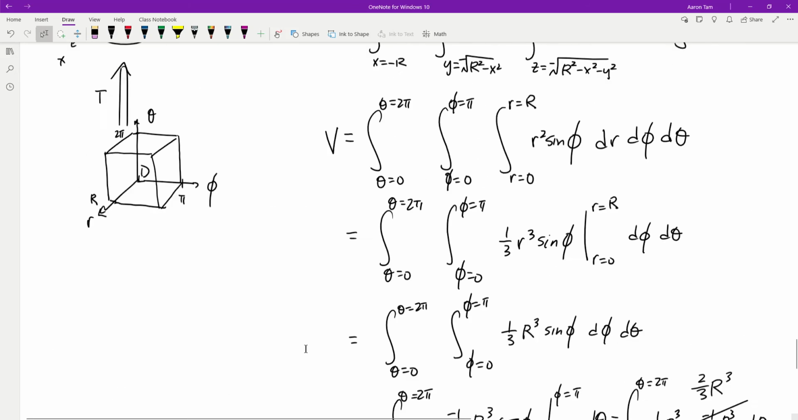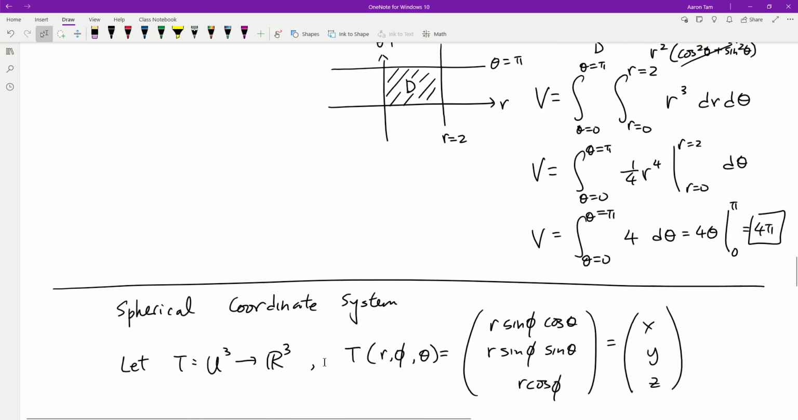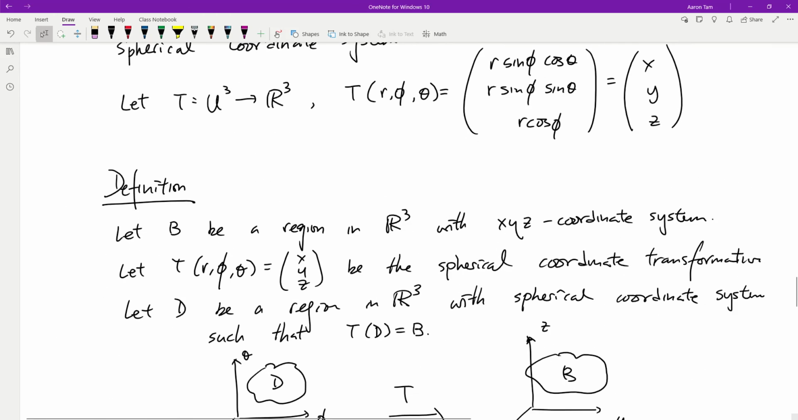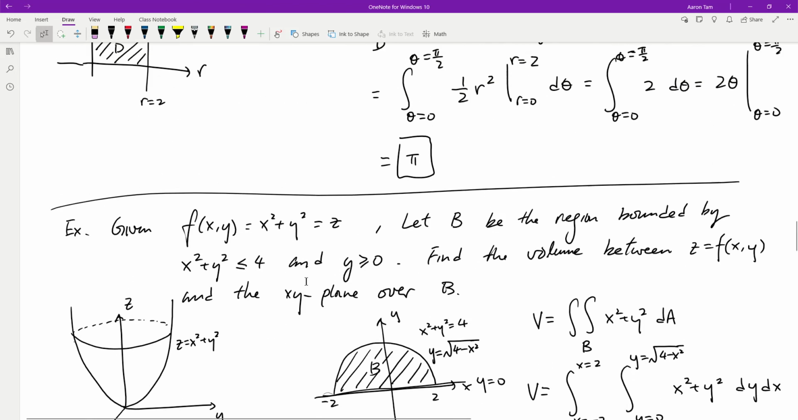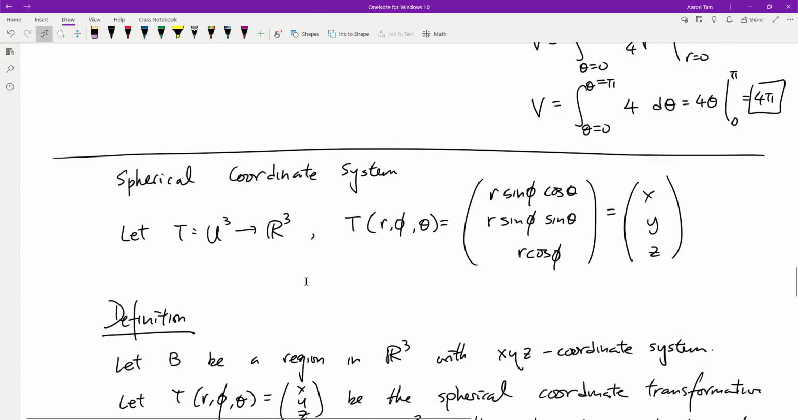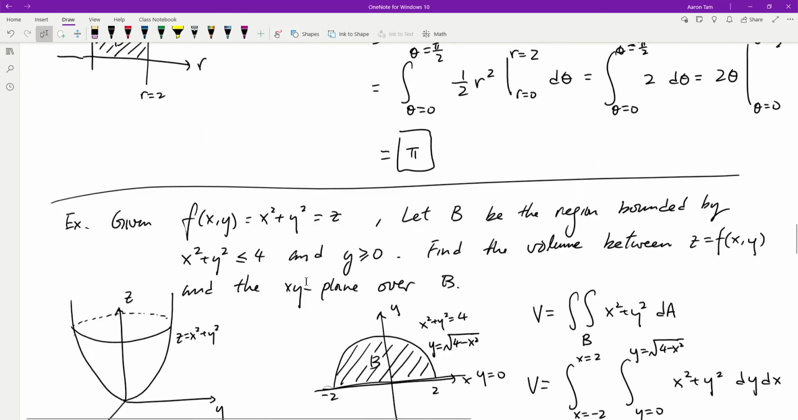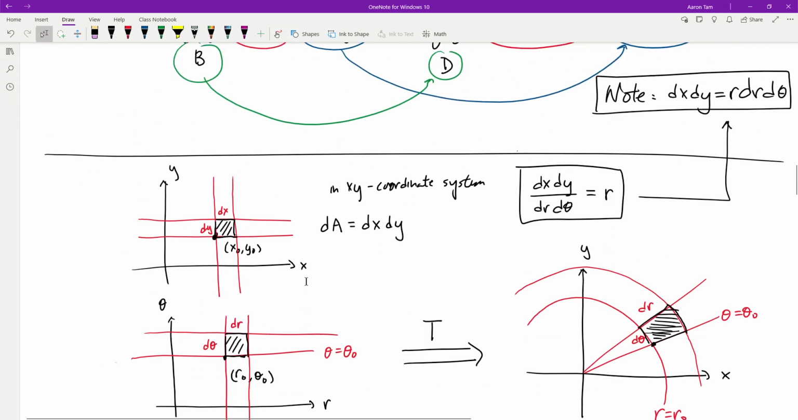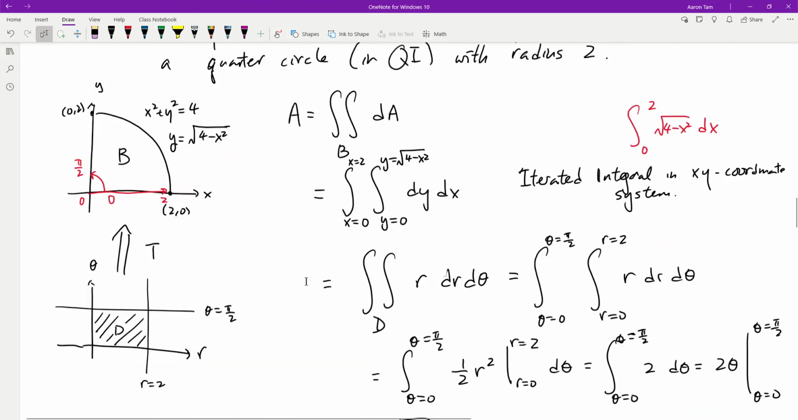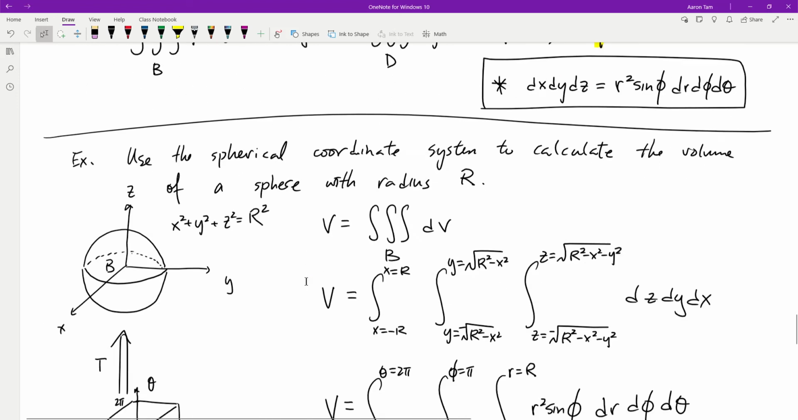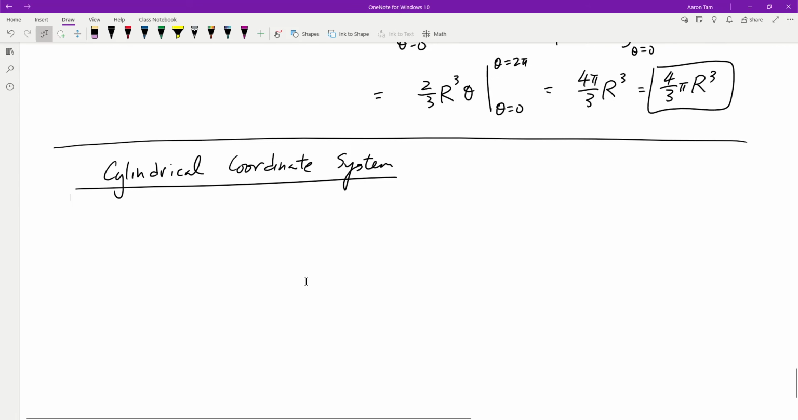Alright, so I'm going to try to follow the same structure. I think the first thing I'm going to show you is what this coordinate system does. So here's the transformation. Let me see what I was doing before so I can do the same thing.